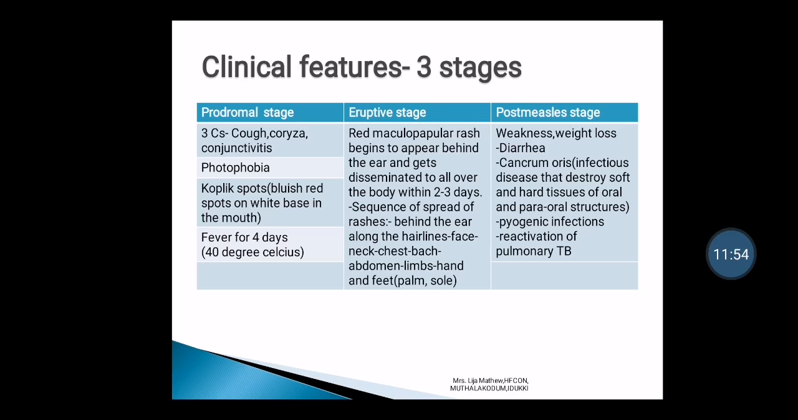What is candrum auris? That is the devastating infectious disease which really destroys the soft and hard tissues of the oral and pharyngo-oral structures. So the soft and hard tissues inside our mouth get destroyed. It is the name for a devastating infectious disease. We have heard of oral candidiasis, similar to that. So it is the skin damage, the tissue damage which happens inside the mouth. That is known as candrum auris.